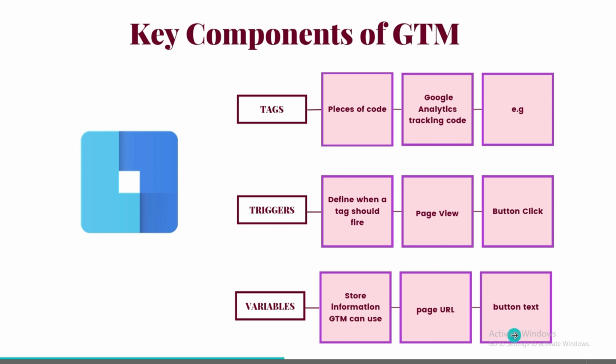Imagine you want to track button clicks on a website. GTM allows you to create a tag to send the event data to Google Analytics, set a trigger to fire the tag when the button is clicked, and use variables to capture details about the button.